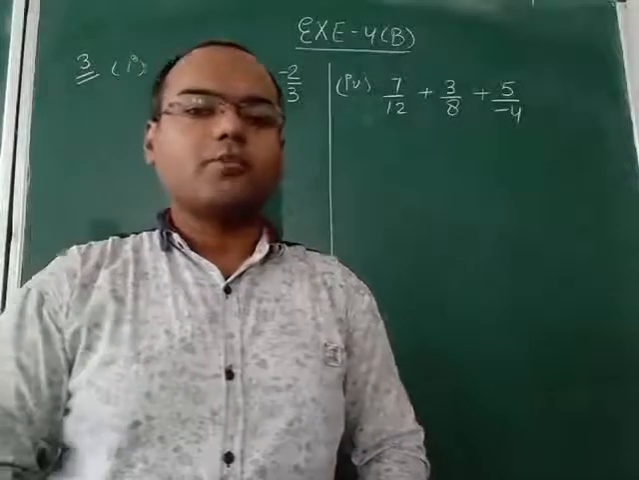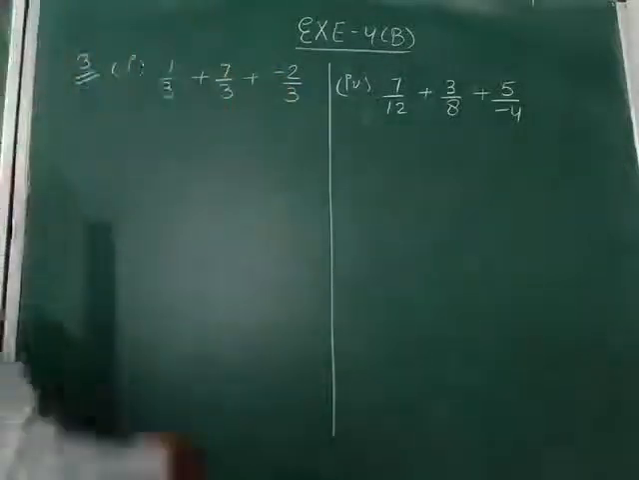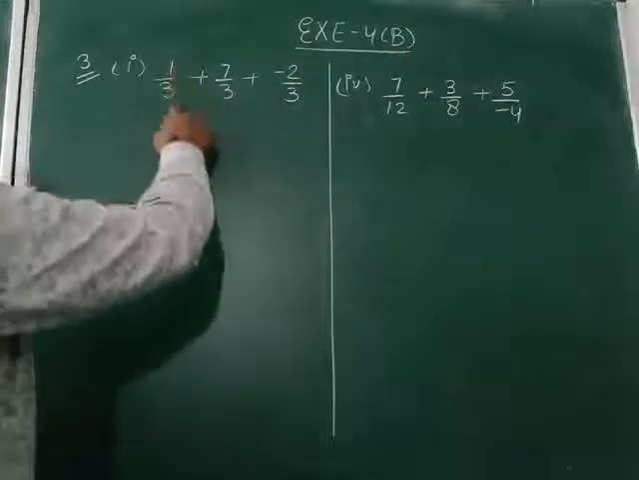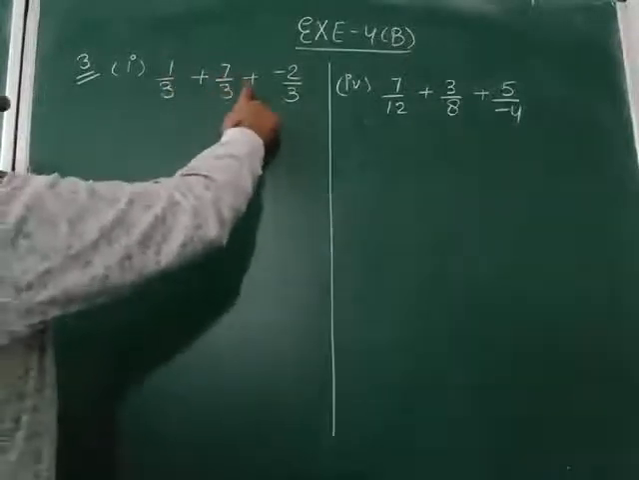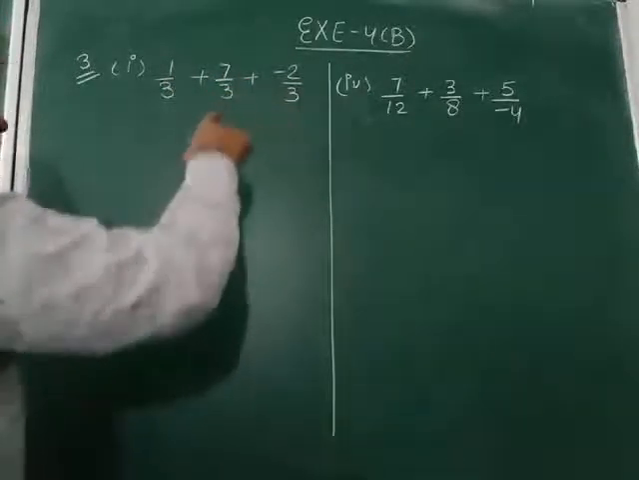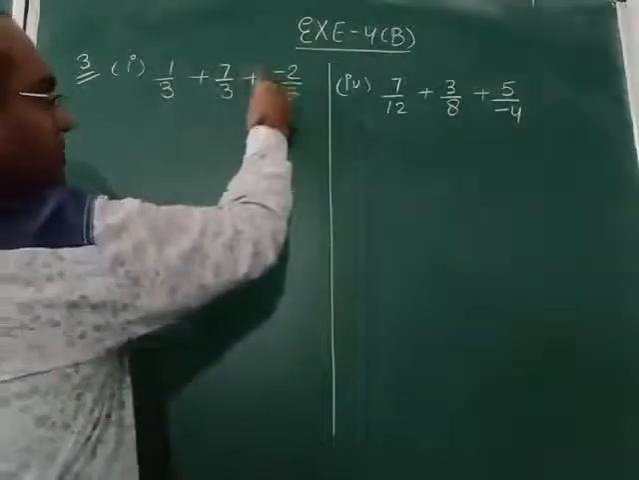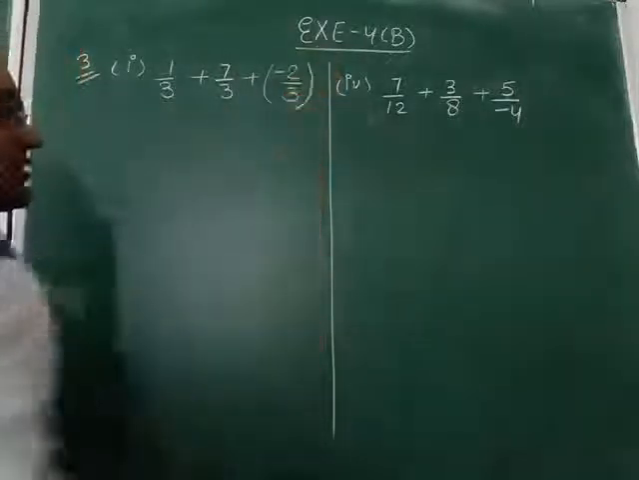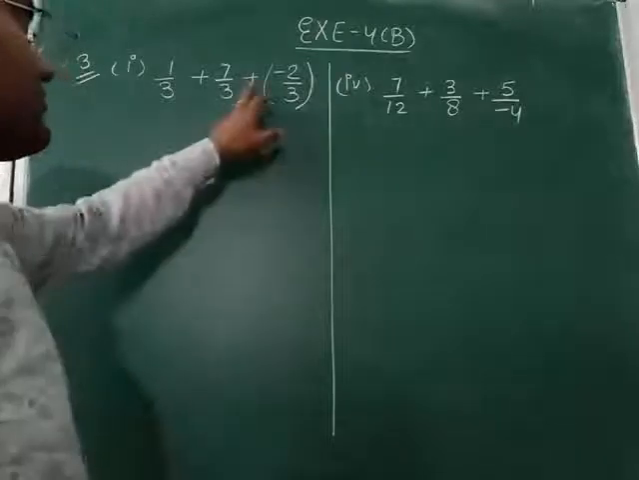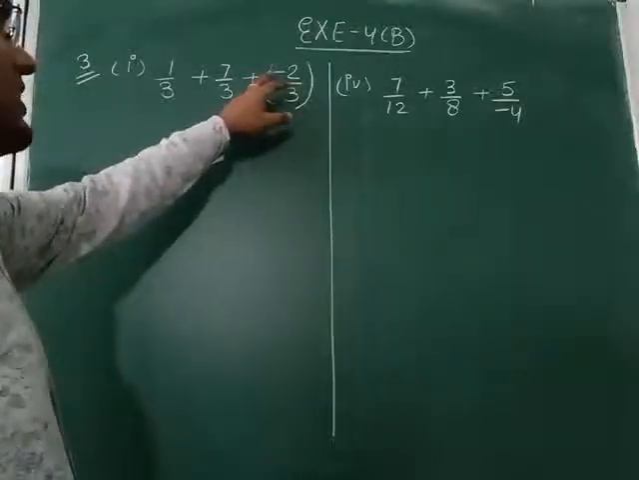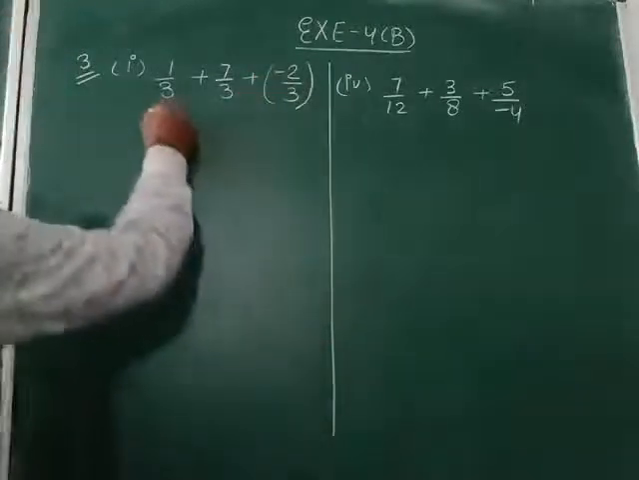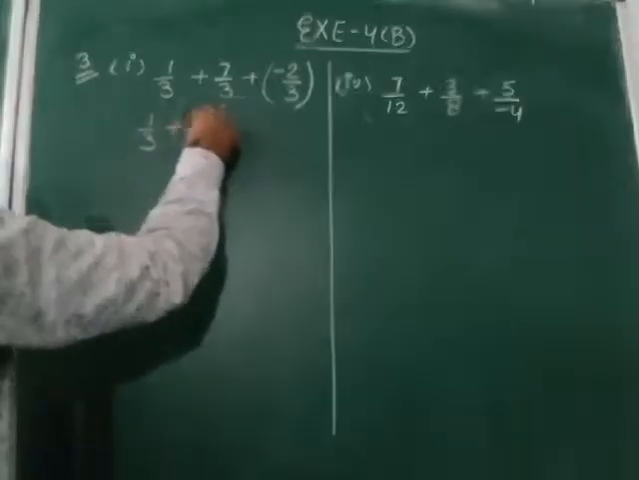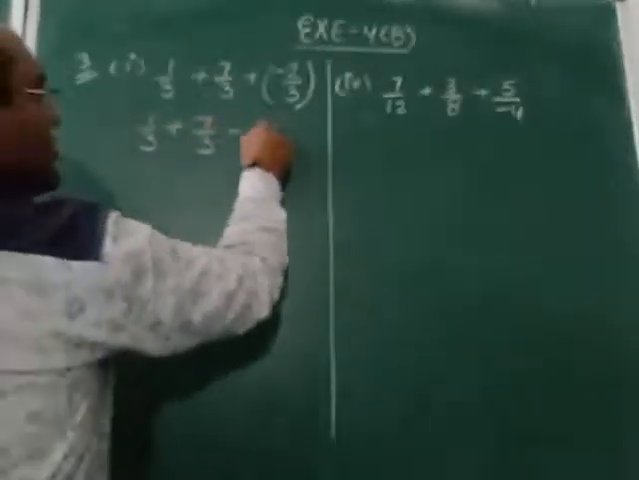Now all of you see question number 3. First part, 1 upon 3 plus 7 upon 3 plus minus 2 upon 3. Here in this question, two signs are coming together, so we have to take the bracket first. Now we will solve this bracket first. Plus and minus will become minus. So 1 upon 3 as it is, plus 7 upon 3 minus 2 upon 3.